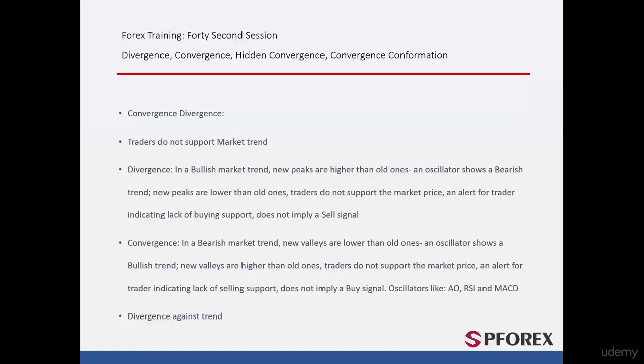RSI, MACD, and AO are the most effective and popular oscillators which can detect convergence and divergence considerably. Traders must consider that most of the time divergence and convergence are not valid, and they do not show correct trend direction due to the fact that they have the opposite direction of a market trend.